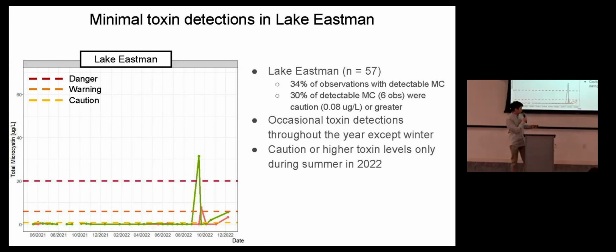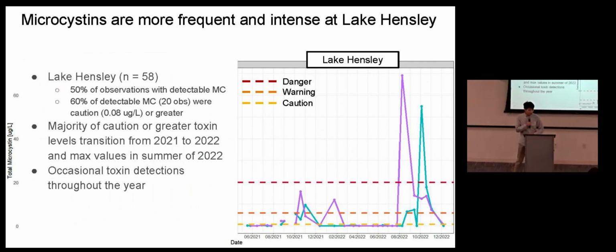And then switching over to Lake Hensley. So we can see that there's much more frequent and higher toxin levels at Lake Hensley. During the study, over 50% of observations had microcystin detections. And of those observations, 60% of them had a caution level or greater. In Lake Hensley, you can see a majority of the caution or greater concentrations occurred in the fall of 21, at the beginning of 22, and at the end of summer 22. And similar to Lake Eastman, there were below caution detections throughout the year.